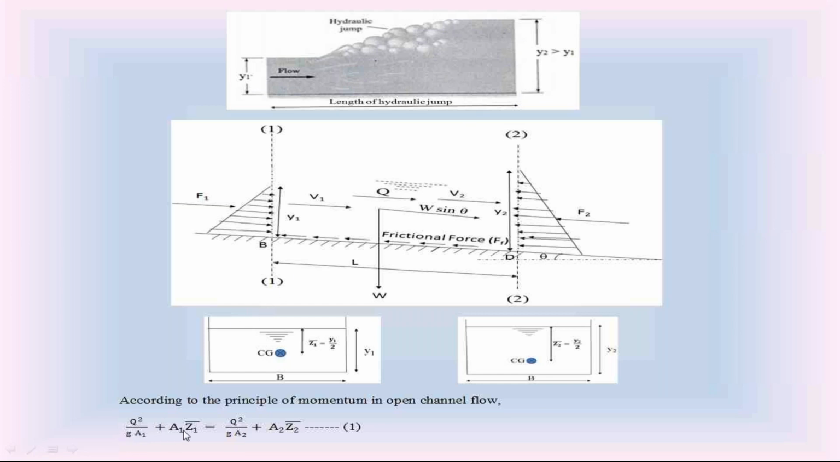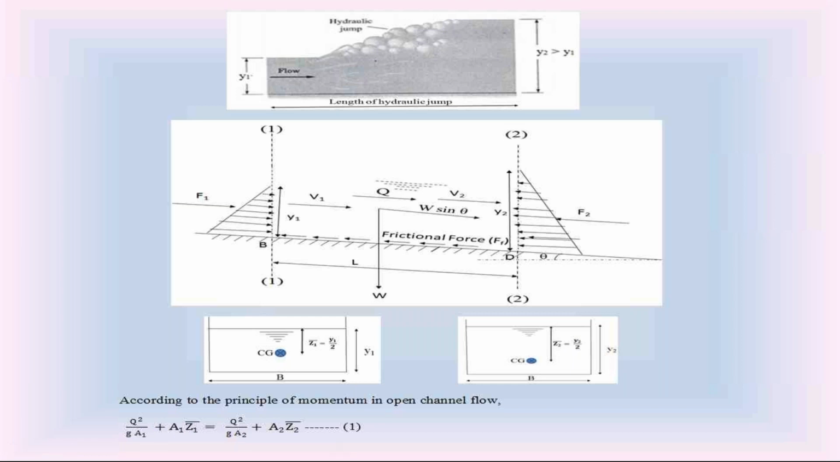F1 is Q square by ZA1 plus A1 Z1 bar. F2 is Q square by ZA2 plus A2 Z2 bar. Since we consider the rectangular channel, A1 is equal to By1, Z1 bar is equal to Y1 by 2, and at section 2, A2 is equal to By2, Z2 bar is equal to Y2 by 2. Substitute them in this equation 1.